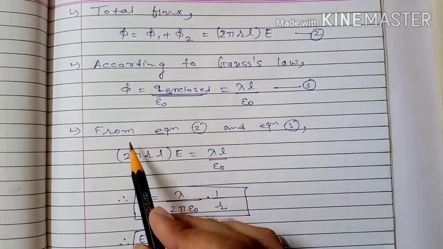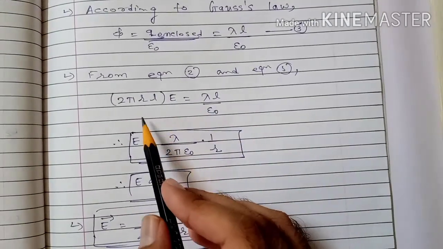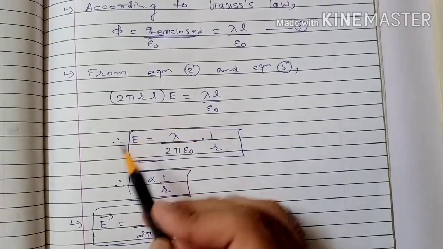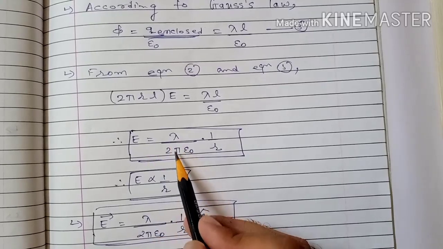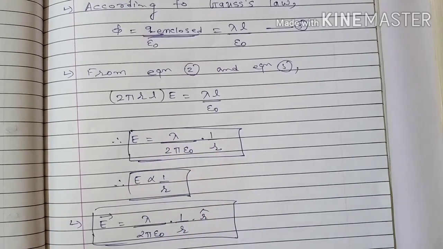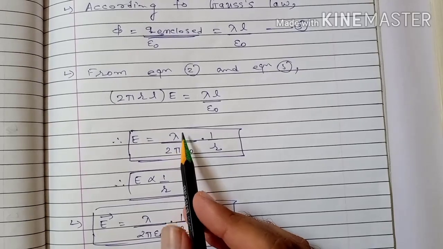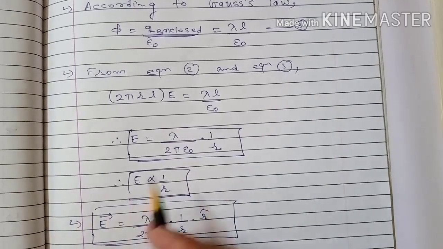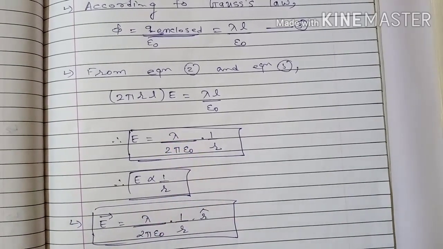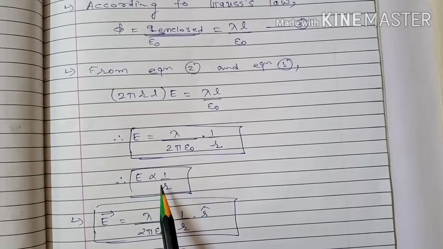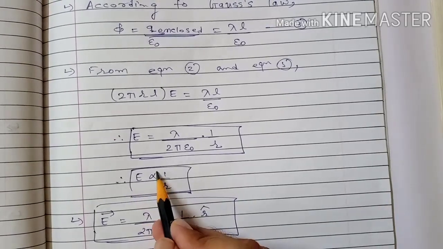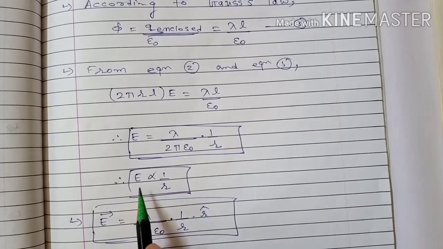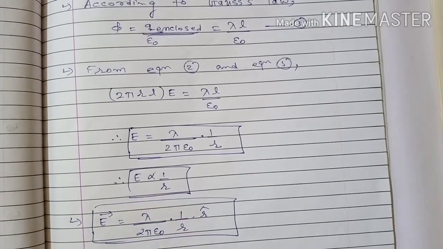Comparing equation 2 and equation 3, we can write 2 pi RL into E is equal to lambda L upon epsilon naught. L will get cancelled. So the electric field E is equal to lambda upon 2 pi epsilon naught into 1 by R. Lambda, the linear charge density, is constant. 2 is constant, pi is constant, epsilon naught is constant. So lambda upon 2 pi epsilon naught is constant. Therefore the electric field is inversely proportional to the distance of the point of consideration from the wire. So E is inversely proportional to R in this case.